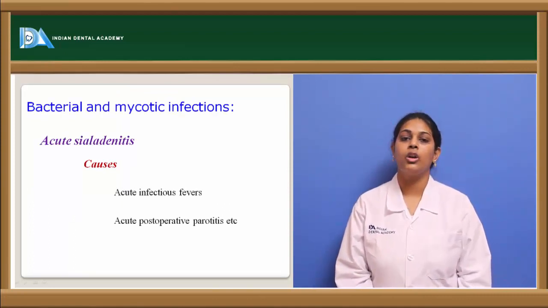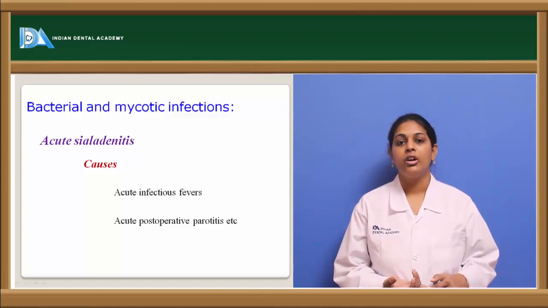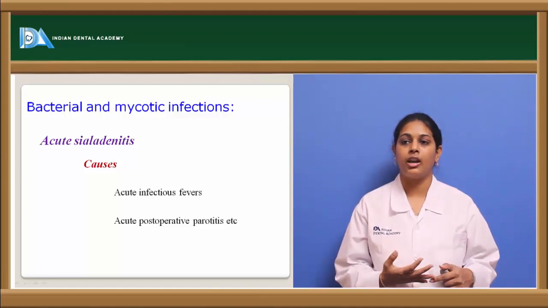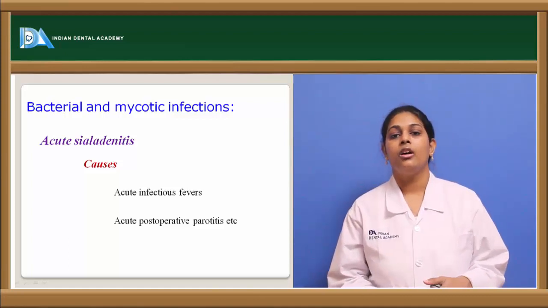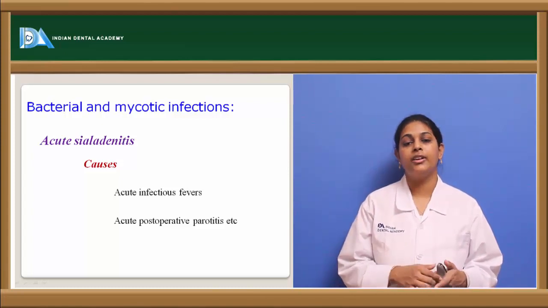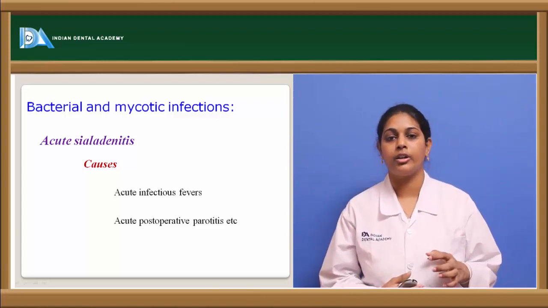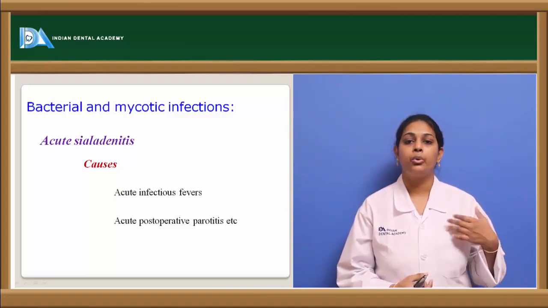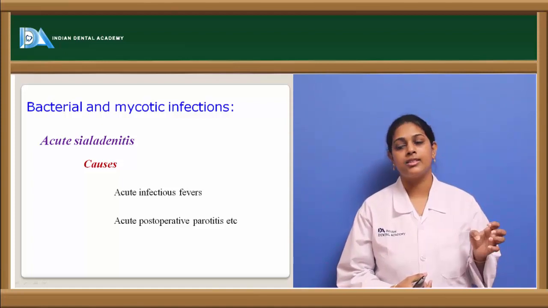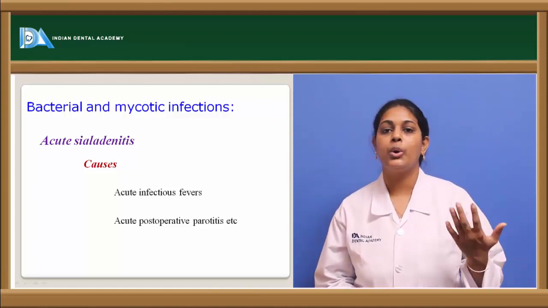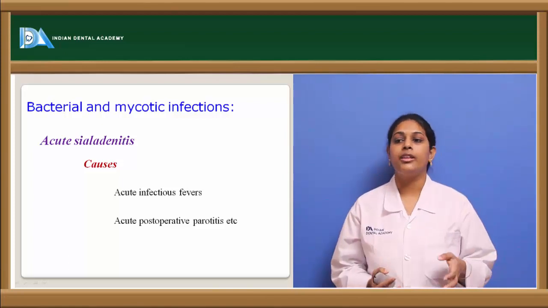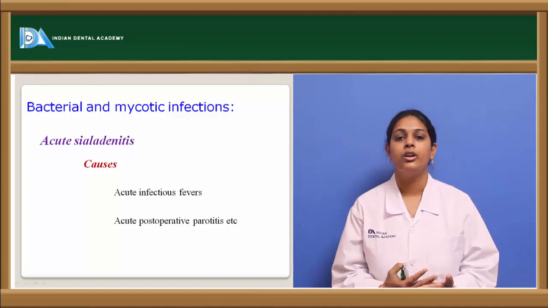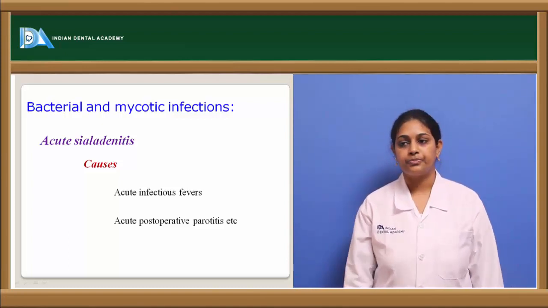Coming to the bacterial and mycotic infections, usually these infections show acute sialadenitis, and most commonly the cause is acute infectious fever. In fever, we usually see the patient being dehydrated, because of which there is obstruction of the saliva, and this can in turn result in inflammation of the salivary gland. Other than that, we also see acute postoperative parotitis, where there's ascending of the microorganisms from the mouth towards the parotid gland, which is why it is termed acute postoperative parotitis. That is, after the parotid gland inflammation, this sialadenitis can develop.